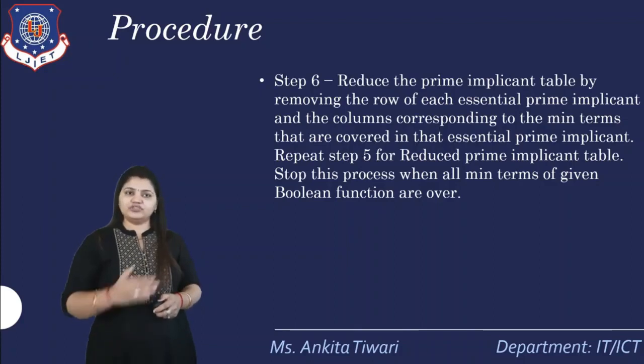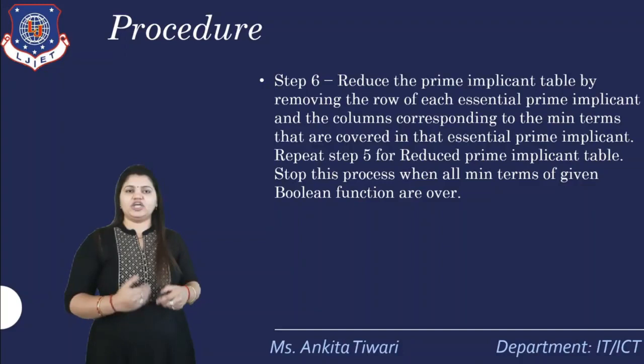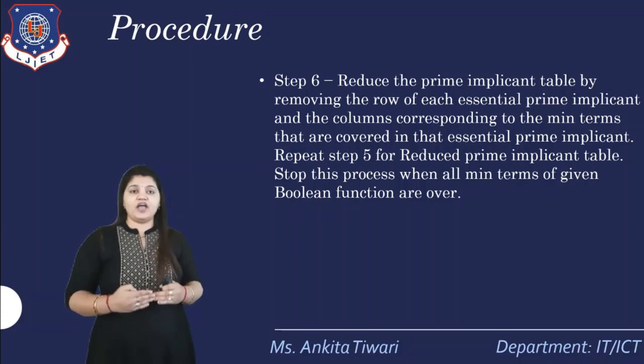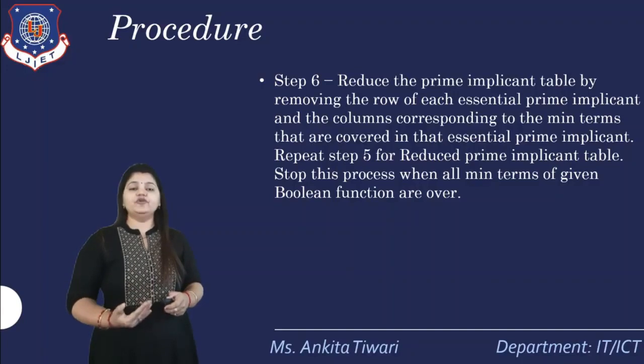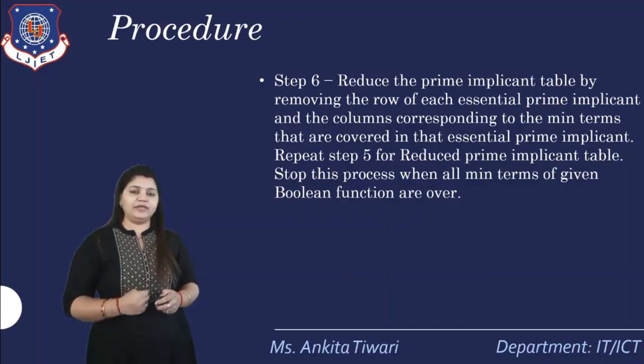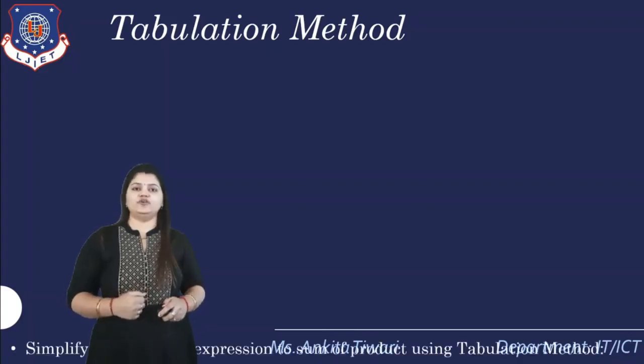And the final step: reduce the prime implicant table by removing the row of each essential prime implicant and the columns corresponding to the minterms that are covered by all of the essential prime implicants. And repeat step 5 for the reduced prime implicant table. You have to continue this till you get the final prime implicant terms. Okay, now we'll see one example and how it goes.